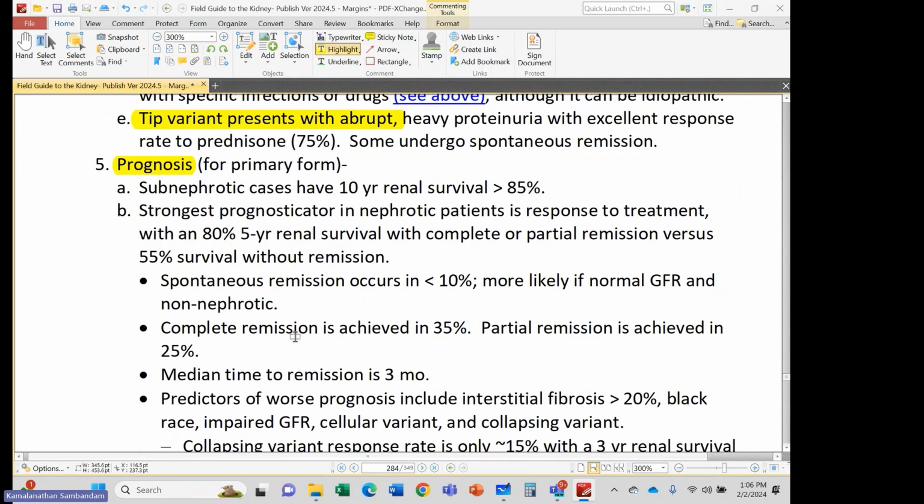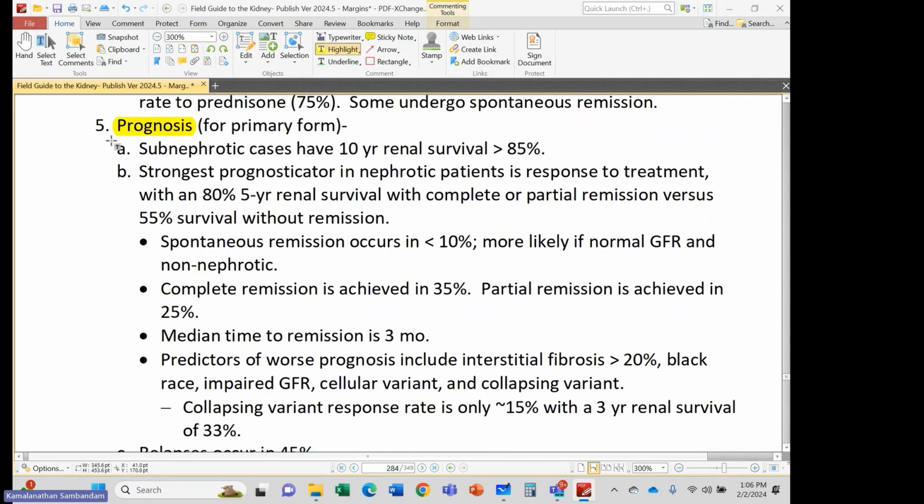The prognosis for the primary form is generally good. Okay, this is not the secondary FSGS. With a focus on primary FSGS, the prognosis is good if you're subnephrotic. That's why we don't treat you unless you're nephrotic. Okay, you can challenge me and say, well, what about somebody who has 2.7 grams of proteinuria? Are you going to treat those patients or not?